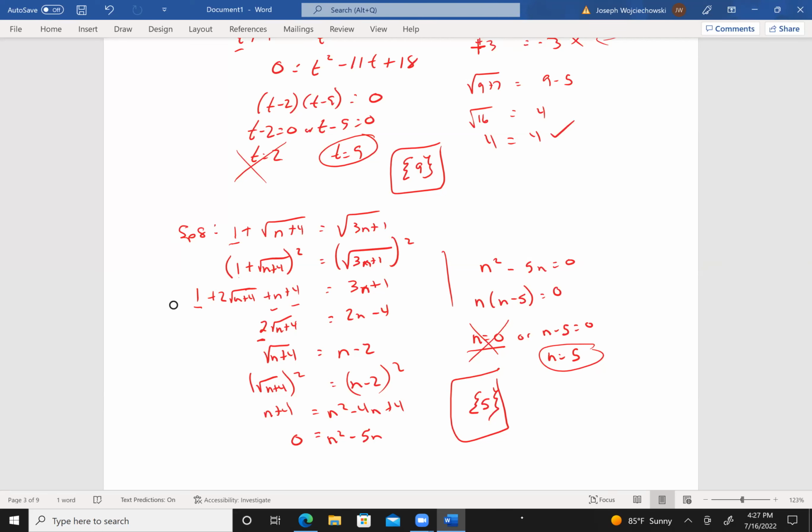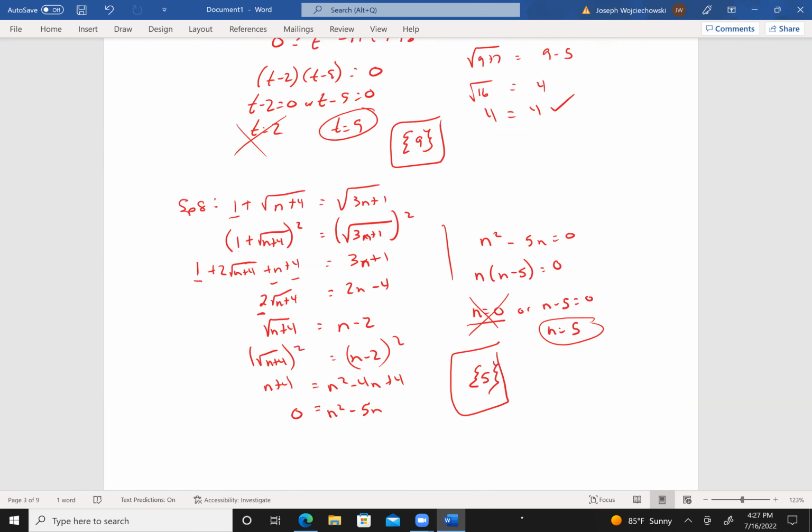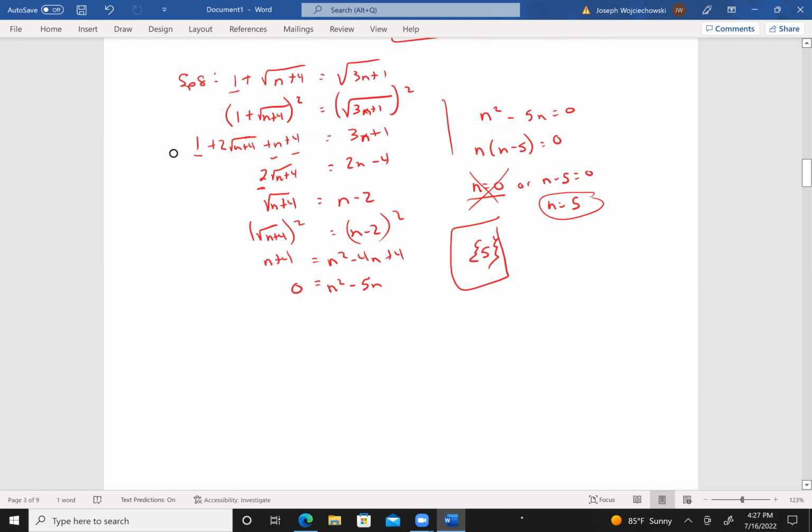So with radicals, with variables in the denominator, you definitely need to check. Now let's look at skill practice number 9. This one's a little harder.